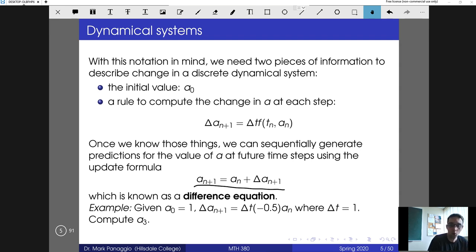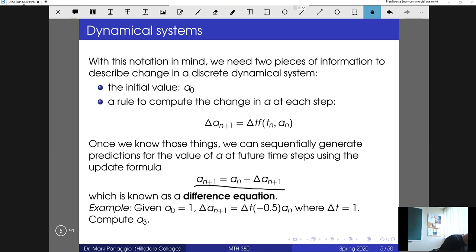And then the second thing is we need to describe the change. And typically this change is going to be a function of the time, the function of the state, and then it will often be proportional to delta t, meaning that the longer you wait, the larger the change is going to be. All right, so as an example, let's suppose that we're given an initial state of 1. The value of a at step 0 is 1. And we've got a function here to describe the change. So the change in a is going to be delta t times negative 1/2 times the state at time n. Let's see if we can use that model to compute some predictions.